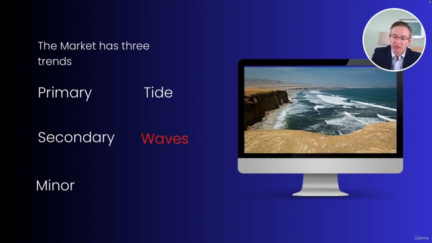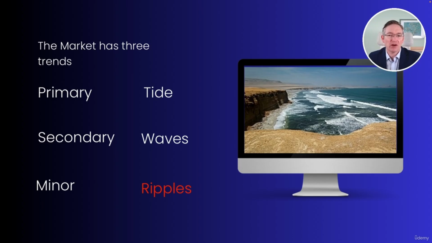Now, the final aspect, he saw there were minor trends, which he refers to as ripples, right? These are the smallest, shortest term moves in the market and usually last for a few days or up to 3 weeks in Dow's theory. And these are the moves swing traders often focus on. But they always sit, remember, within the context of the larger waves and the primary tide.